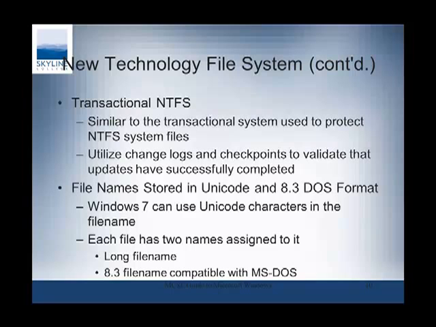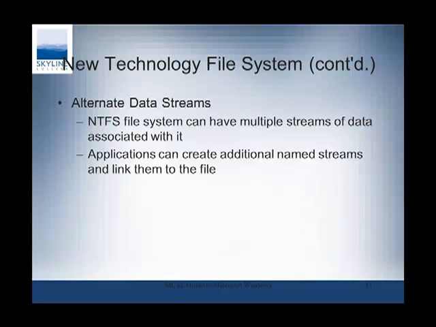Unicode characters in the file name, 2 names assigned to it, the long file name and the 8.3 file name. The 8.3 file name has all the special characters truncated, but it also uses the long file names along with it. Alternate data streams, multiple data streams can create additional name streams and link them to a file. That sounds like it's a really cool deal, right? Till you say, maybe it's a really cool deal for a hacker. And it is a really cool deal for a hacker because you can hide something within a file within a file. So we could send you a virus that way, couldn't we?